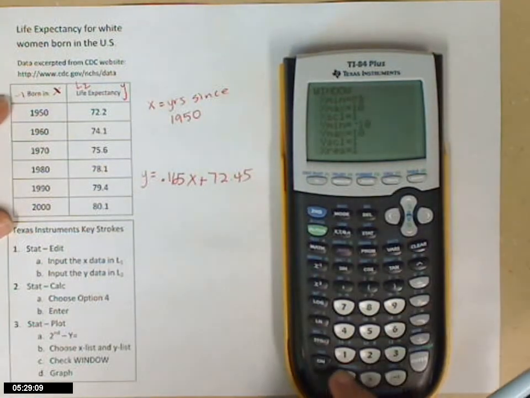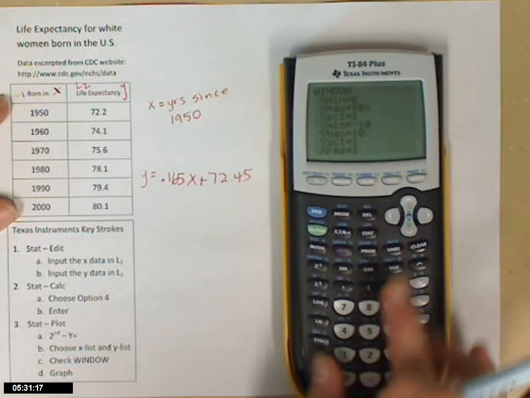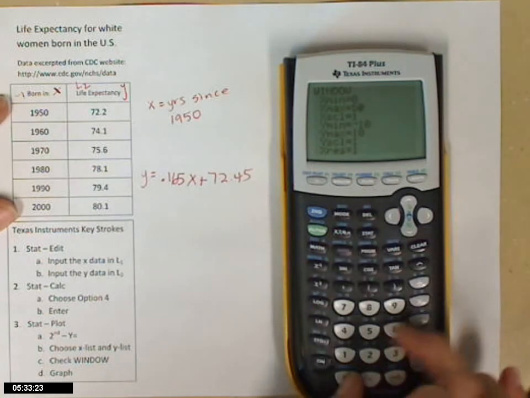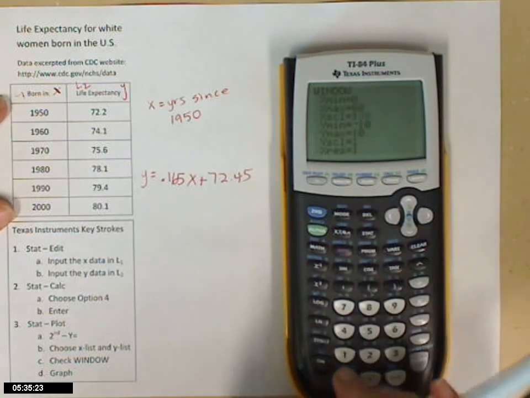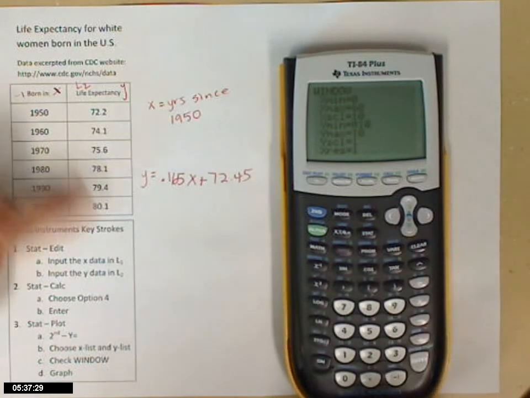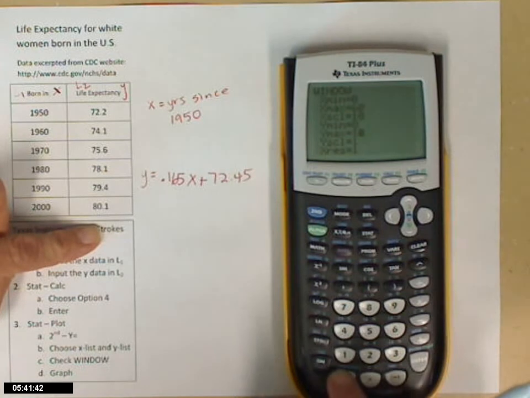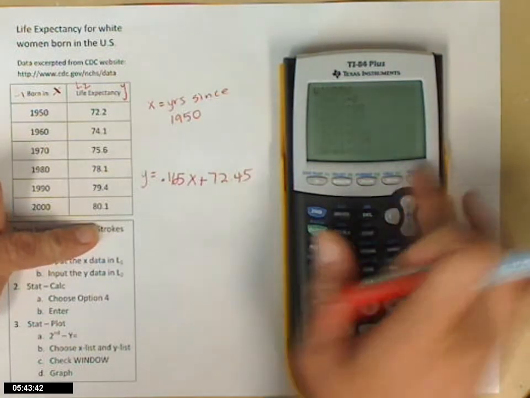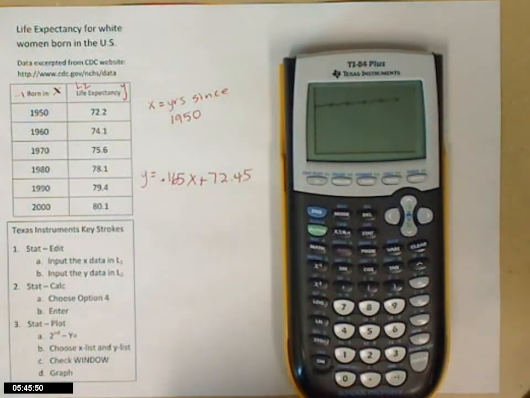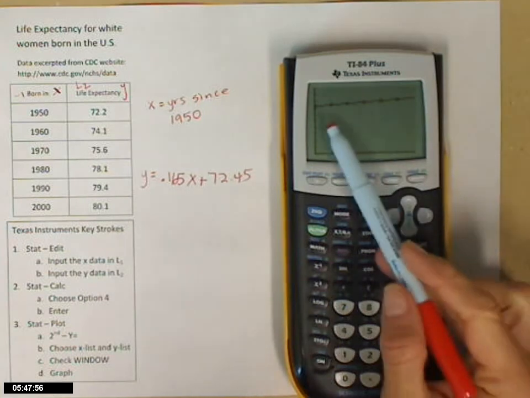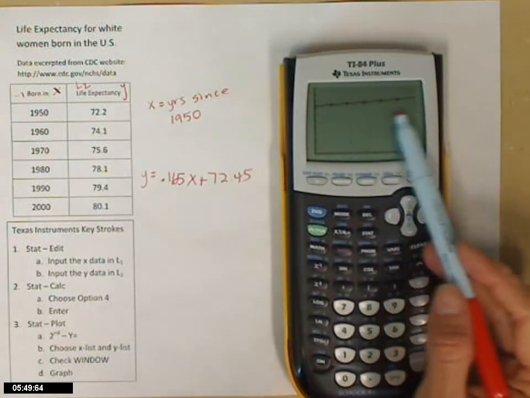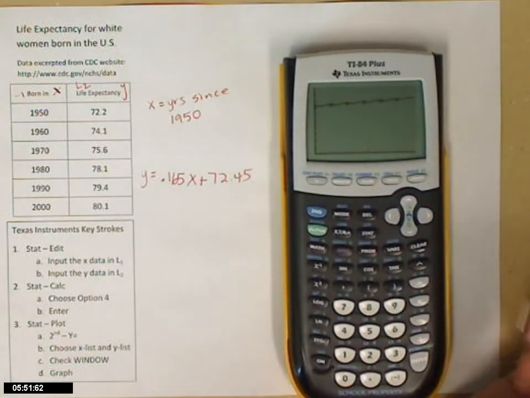X goes from 0 to 50. Let's take it all the way out to 60 because we want to check what happens this year. And Y, life expectancy. Well, we don't want to have negative, do we? So how about 0 to 100? Now let's look at it. Notice it's increasing. So the later you're born, the longer your expected life should last.